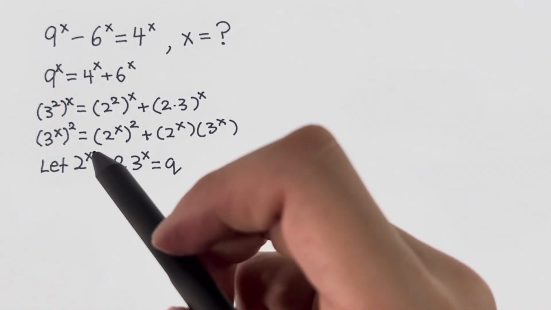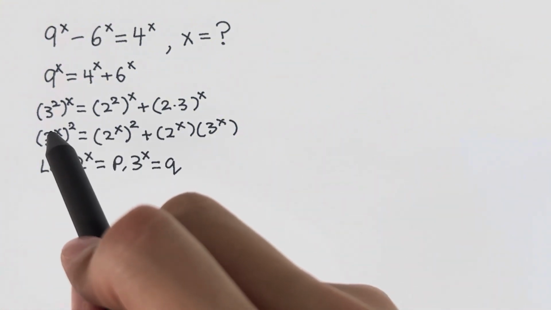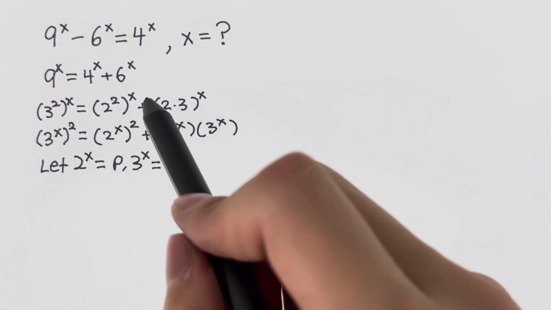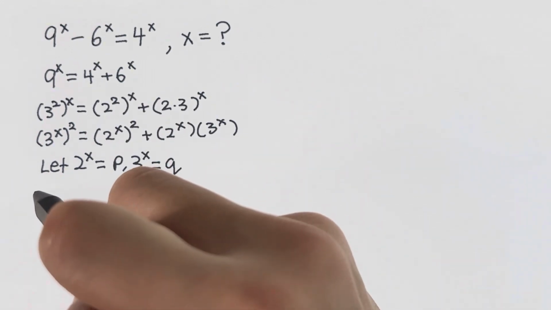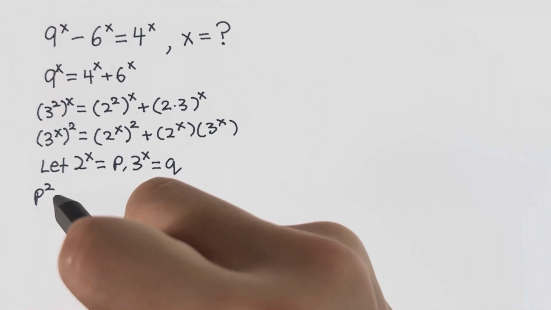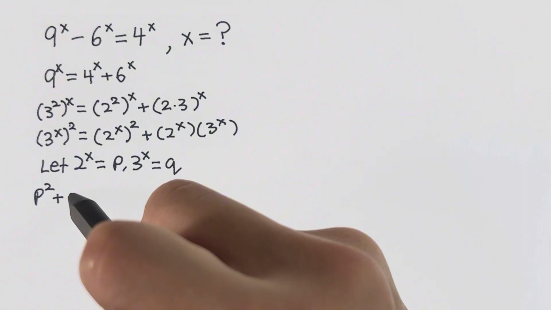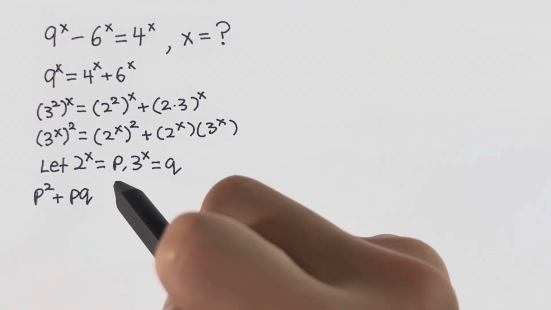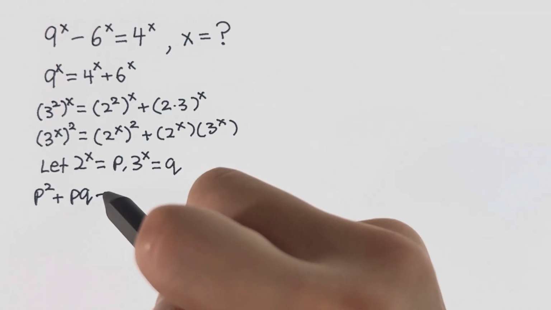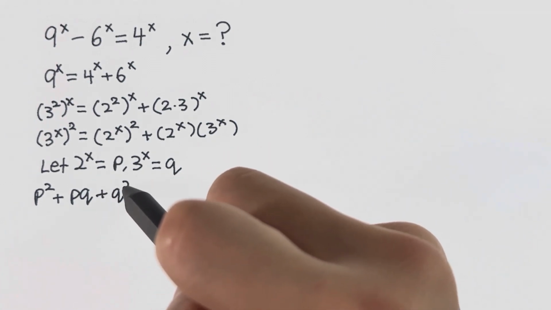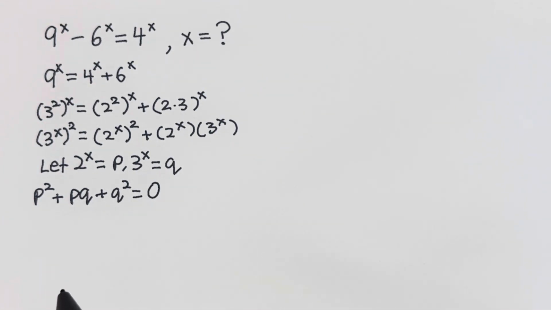So the equation will become, and we can also move 3 to the power of x to the power of 2, so that all of the terms will be on one side of the equation. So p squared, which is 2 to the power of x squared, plus pq, which is 2 to the power of x times 3 to the power of x, plus q squared equals 0. Then I want to find more common parts.